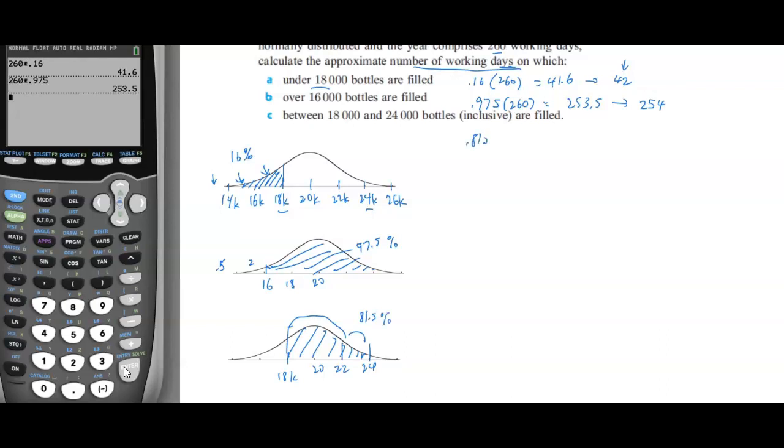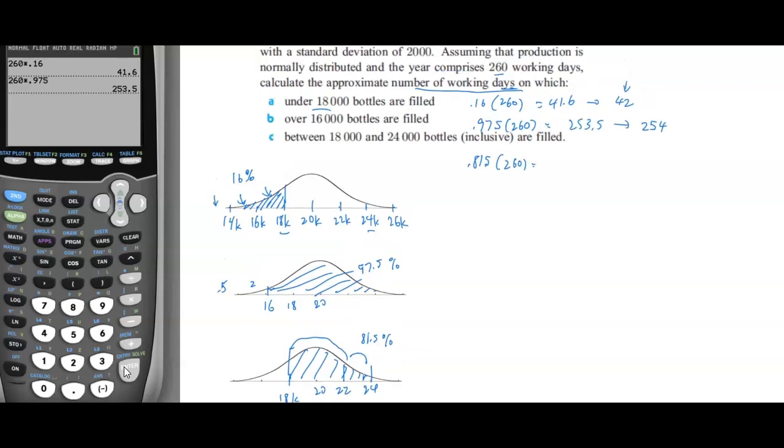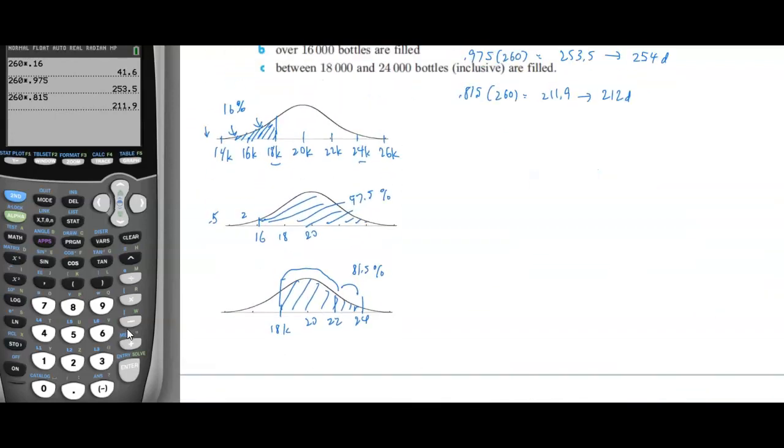So 81.5% times 260 would be the approximate number of working days on which we had between 18,000 and 24,000 bottles filled. So let's do that on the calculator too. It's 260 times 0.815, which is 211.9, which rounding would be 212 days. Okay, so I think we're done with page 2.